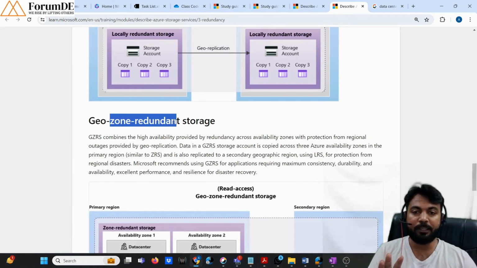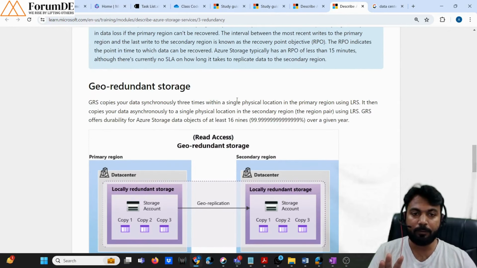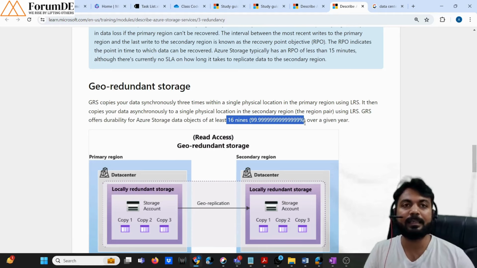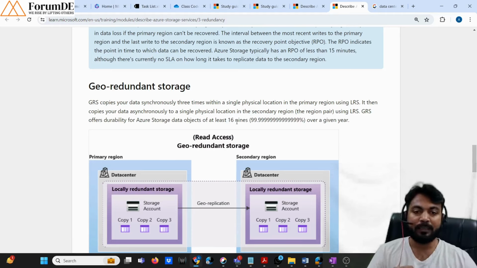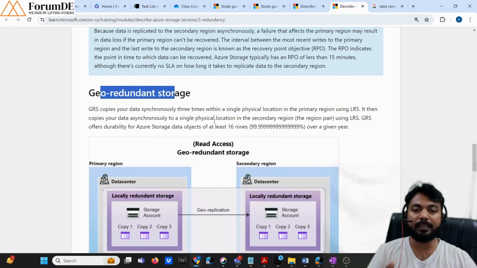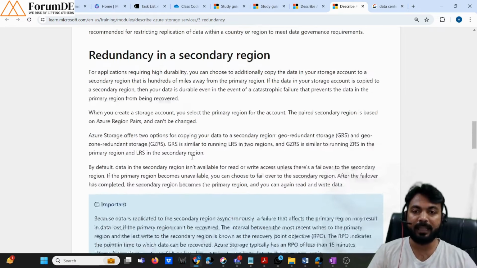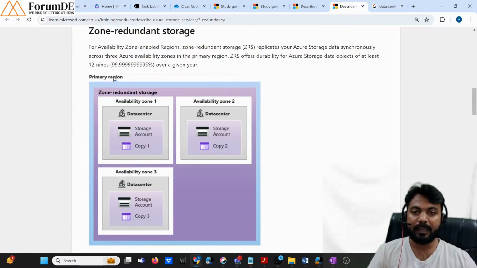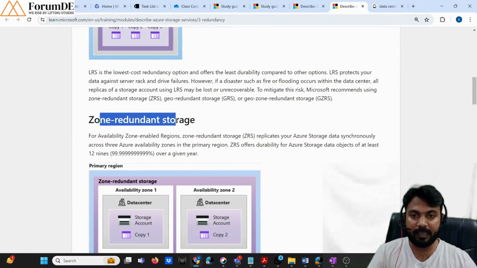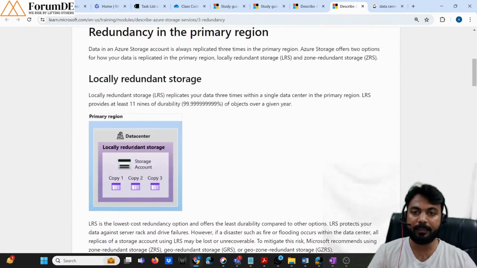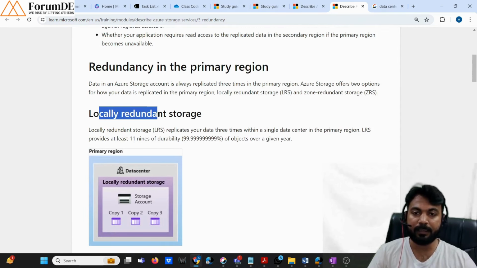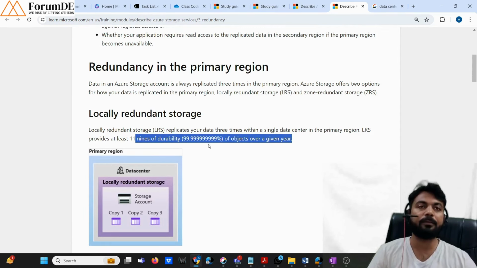Then we have something called Geo-Zone Redundant Storage. One thing I forgot to mention, it uses 16 nines of durability. If you count, 16 nines are present. It means that if you store your data in geo-zone redundant storage, then this data will be even more durable than your data stored in GRS, which has 12 nines of durability, and your data stored in LRS, which has 11 nines of durability.